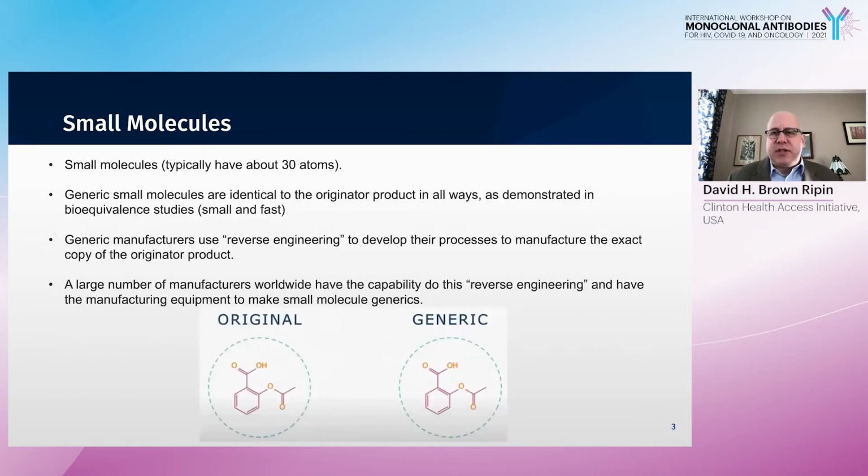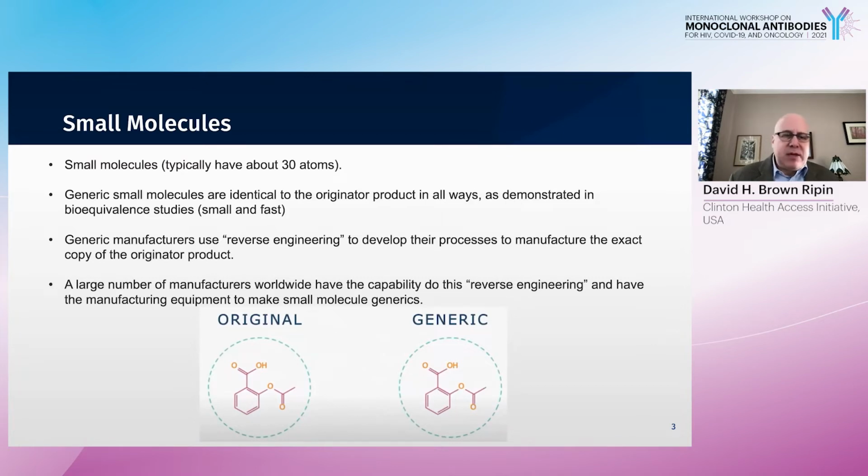So just to review, and I'm sure you're all familiar with this, for small molecules, typically around 30 atoms, generic small molecule products are developed as being identical to the original product in all ways in terms of the drug substance, and similar as demonstrated in bioequivalence studies in the formulation of the product. Those bioequivalence studies tend to be small and tend to be fast to run and consequently not terribly expensive. Total development cost is typically around $1 million to $1.5 million for a small molecule product.